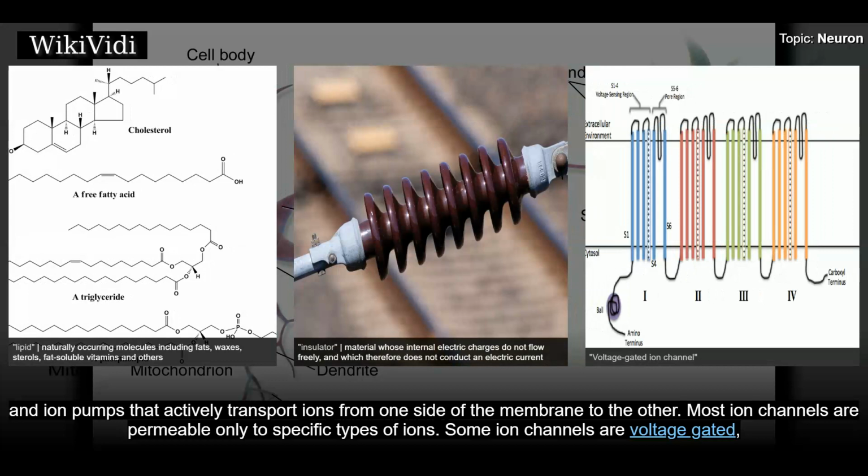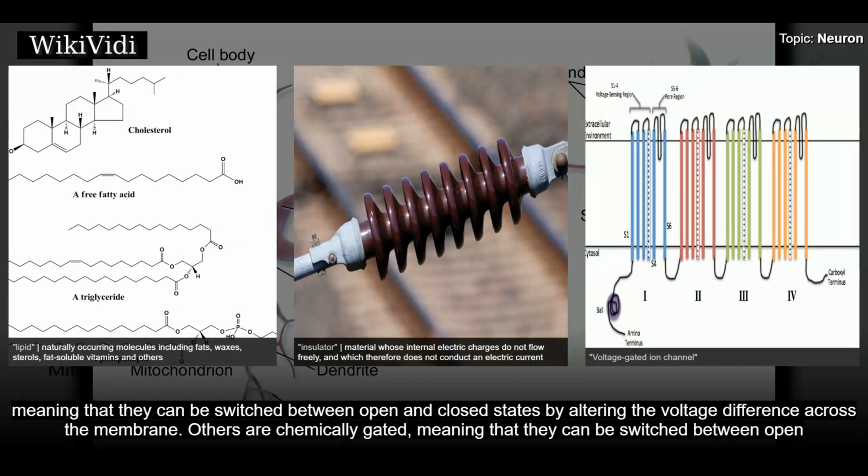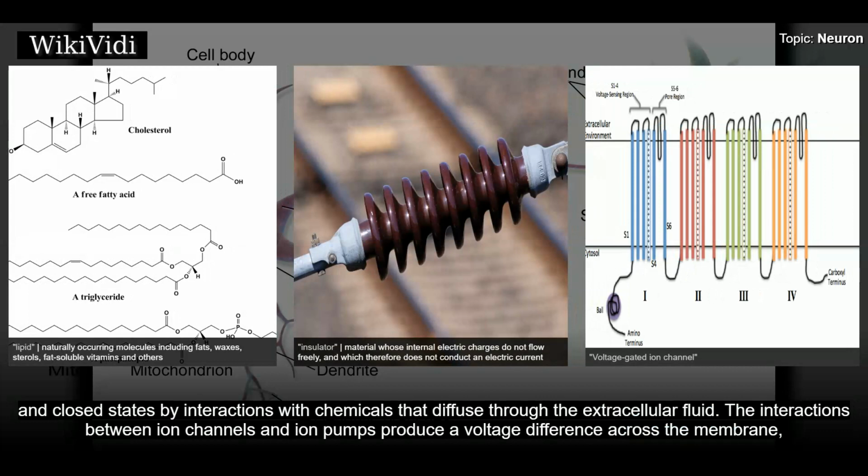Most ion channels are permeable only to specific types of ions. Some ion channels are voltage-gated, meaning that they can be switched between open and closed states by altering the voltage difference across the membrane. Others are chemically gated, meaning that they can be switched between open and closed states by interactions with chemicals that diffuse through the extracellular fluid.